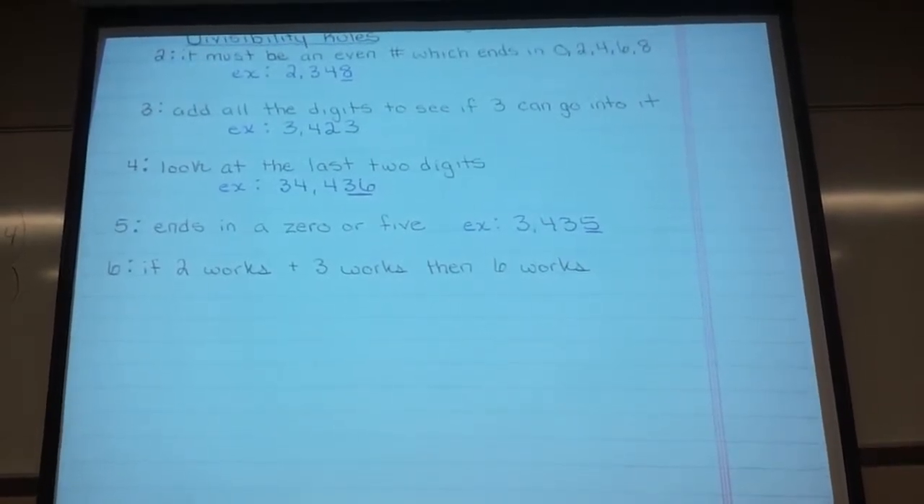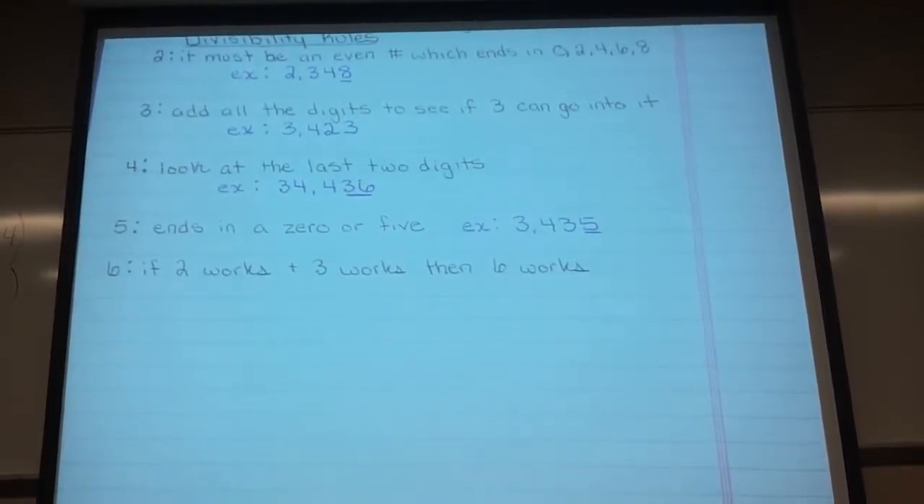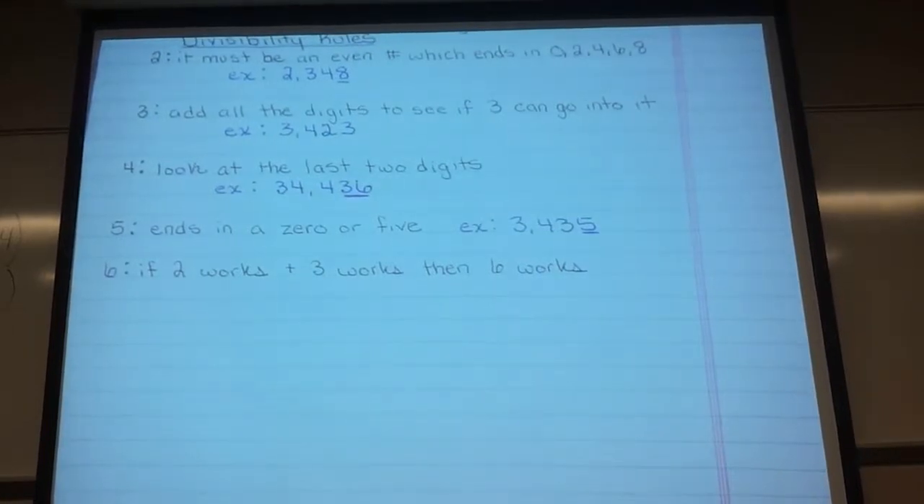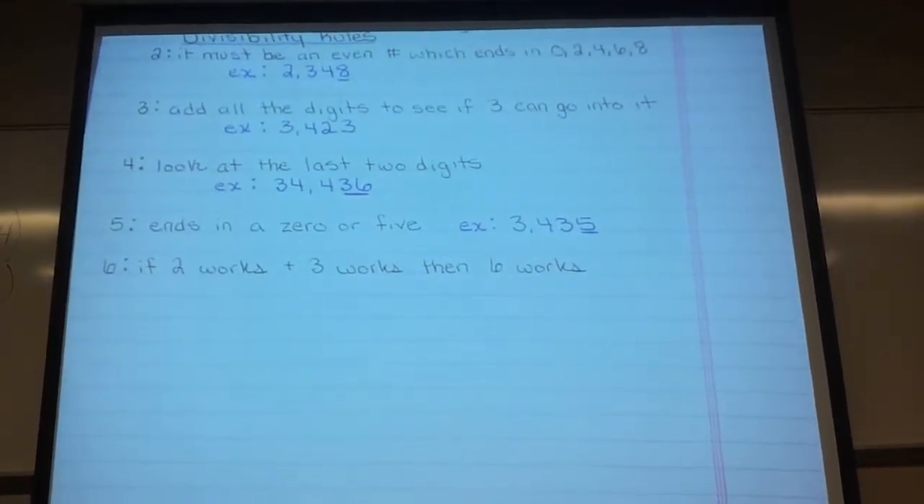Does it have to be both 2 and 3, or are you saying if either one of them works, then 6 will work? No, they both have to work. And I'll give you an example in a minute.